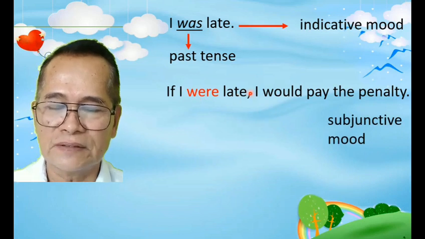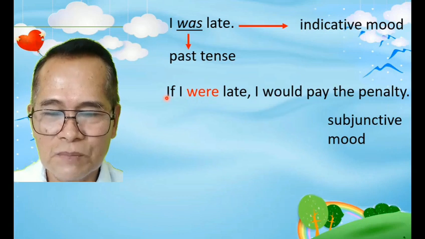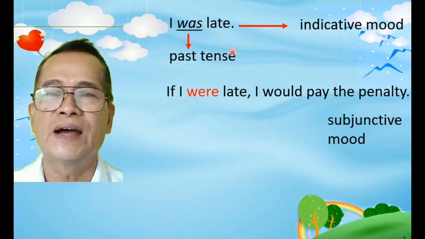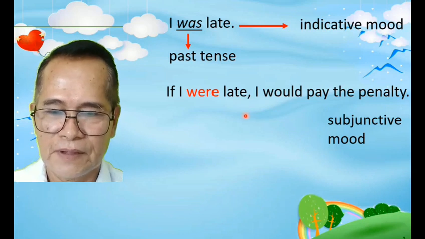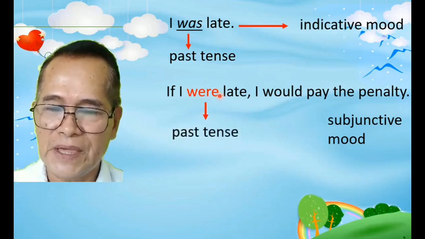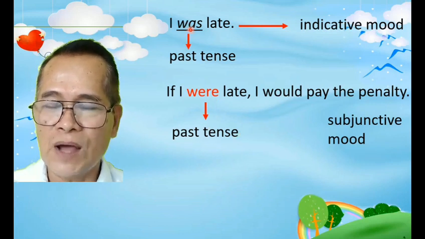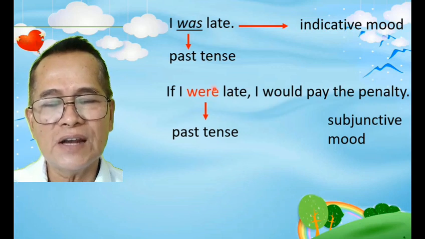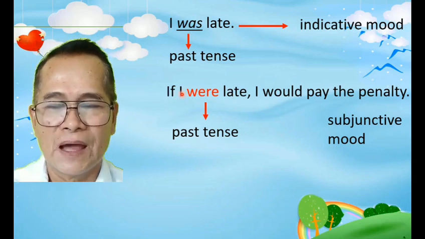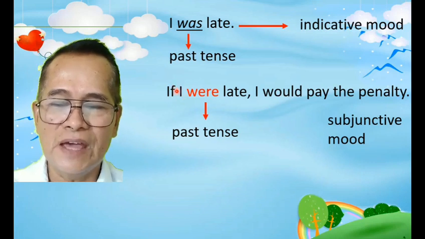If I were late. Now, notice the difference, dito ay gumamit tayo ng word na if. Sa indicative mood ay walang if. Our verb here is in the past tense. Dito naman, I was. Kung ito ay ordinary sentence lang, wala itong if.